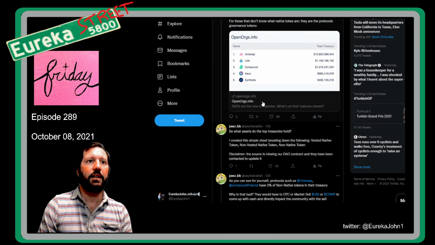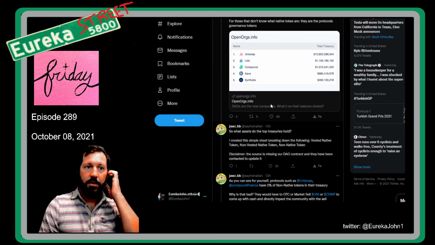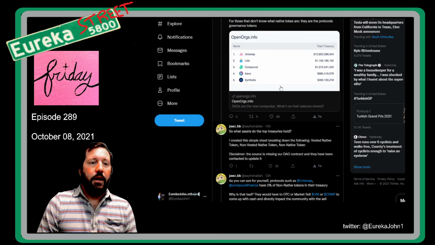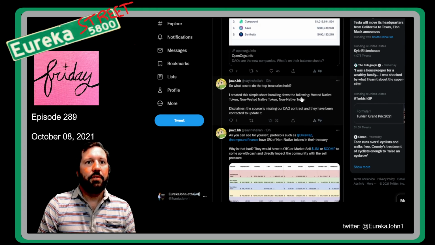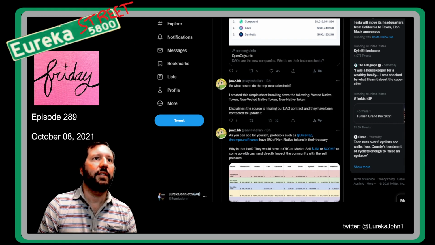All right, so let's take a quick look here at this OpenOrgs.info. And it says, so what assets do the top treasuries hold? I created this simple sheet breaking down the following: vested native token, non-vested native token, non-native token, and then disclaimer, the source is missing our DAO contract and may have been contacted to update it. All right, so let's take a look at this.